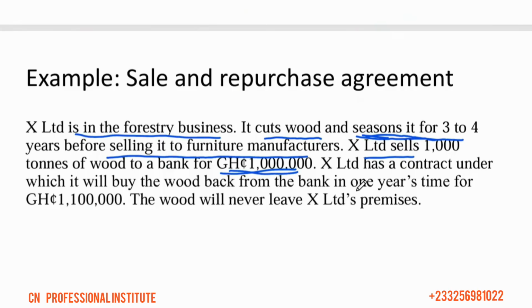S Limited has a contract under which it will buy the wood back from the bank in a year's time for 1,100,000. The wood will never leave S Limited's premises. So this is a typical example of a sale and repurchase agreement. S Limited sold to who? Sold to a bank. Are you getting it? For 1 million. But they have the right to go and buy back in a year's time for 1 million 100,000.